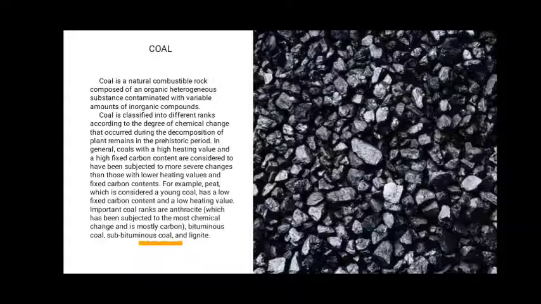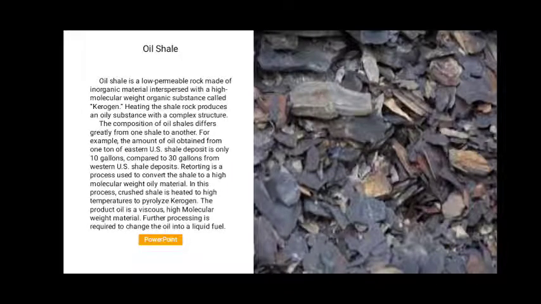In general, coals with a high heating value and a high fixed carbon content are considered to have been subject to more severe change than those with a lower heating value and fixed carbon content. For example, peat, which is considered a young coal, has a low fixed carbon content and a low heating value. Important coal ranks are anthracite, which has been subject to the most chemical change and is mostly carbon, bituminous coal, sub-bituminous coal, and lignite. And the next is oil shale.